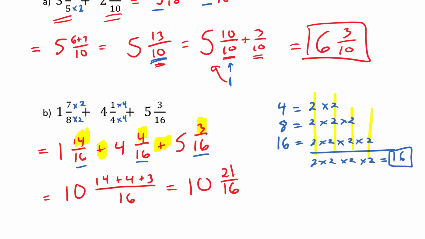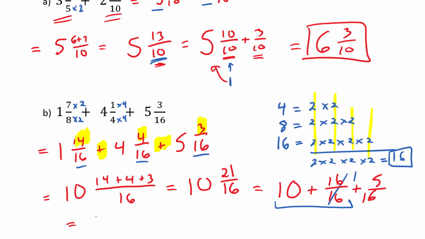21 over 16 is an improper fraction. Let's break that up into 10 plus 16 over 16 plus 5 over 16. Right? 16 plus 5 is 21. Now let's take these two, we'll combine them together. Remember what 16 over 16 is? This is just simply equal to 1. So I add 1 to the 10, 11, and 5 over 16. Ask yourself, can I pull out a common factor from 5 and 16? I cannot. Therefore, 11 and 5 over 16 is the final answer.